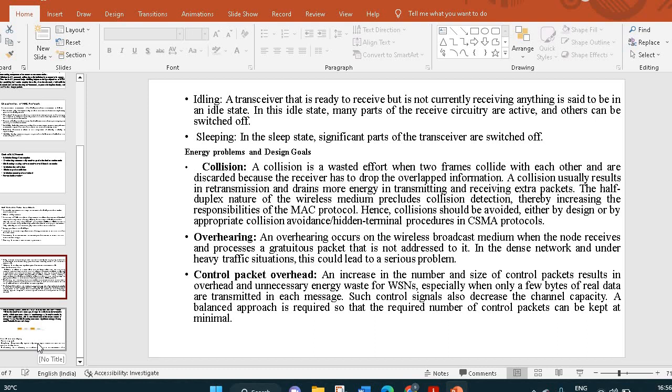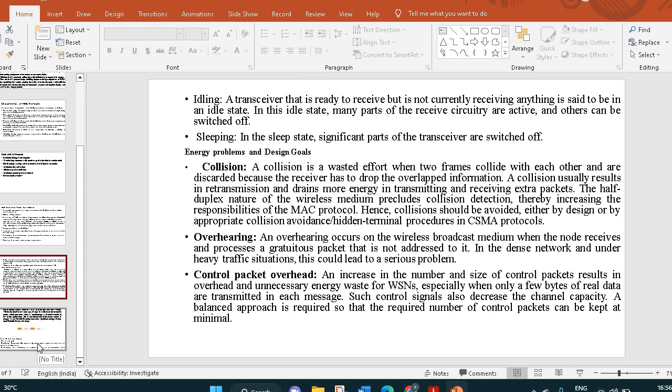Idling: a transceiver that is ready to receive but is not currently receiving anything is said to be in the idle state. In this idle state, many parts of the receiver circuitry are active and others can be switched off. Then sleeping: in the sleep state, significant parts of the transceiver are switched off.